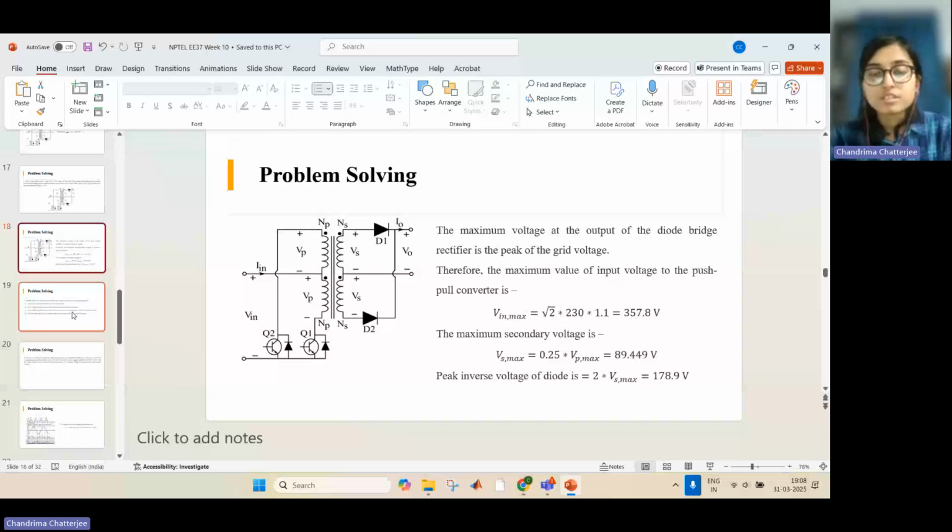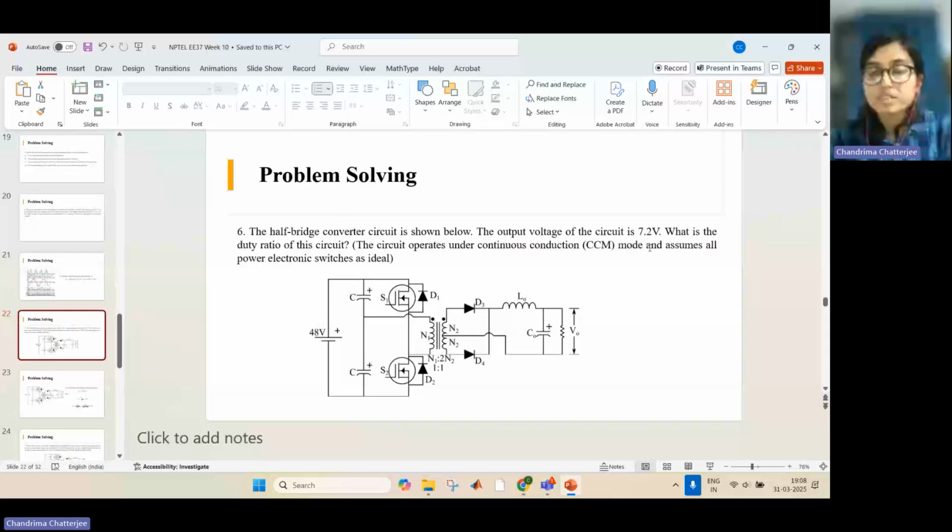What is the next question? The next question is, the half bridge converter circuit is shown below. The output voltage of the circuit is 7.2 volt. What is the duty ratio of the circuit? The circuit operates under continuous conduction mode and assume all electronic switches as ideal. So the output voltage is given. What they have asked is the duty ratio of the circuit. Input voltage is also given here, 48 volt.